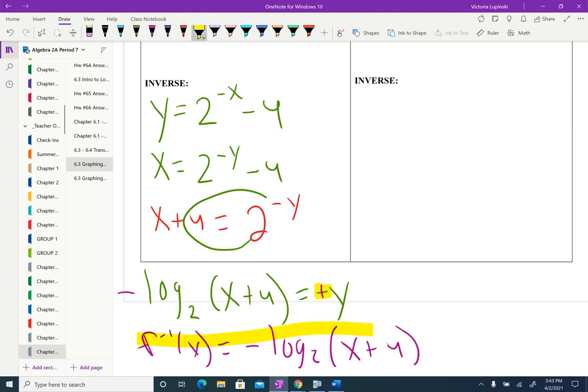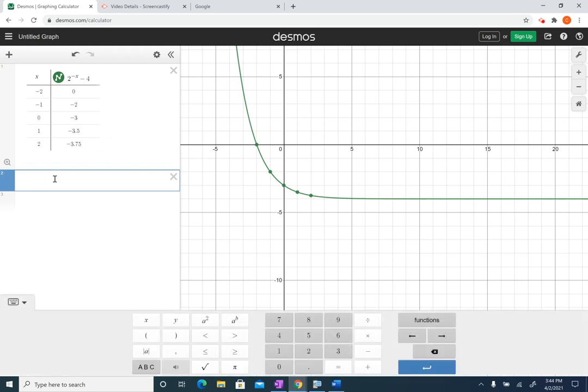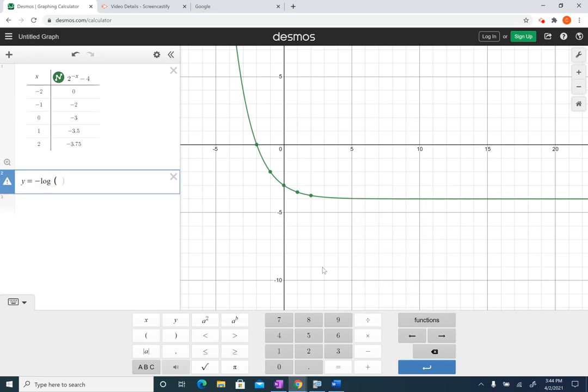Now, to graph this inverse, you can either take all the values that you have on the original and just swap them, or you can go back to Desmos and type this in and it'll show you a little bit of a more precise picture. Let's go ahead and do that. And again, if you want to put them on the same coordinate plane, that's fine. So I'm going to go here to equation number 2. I'm going to do y equals negative. If you want there to be a logarithm, remember you have to press function. You have to go to the miscellaneous. You're going to have to choose log base something. So negative log base 2, make sure you go back in the parentheses of x plus 4.